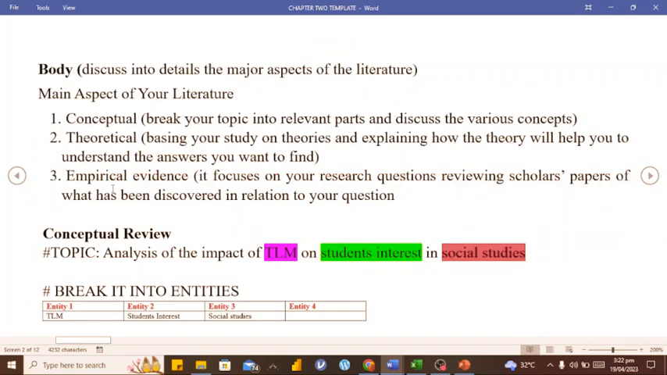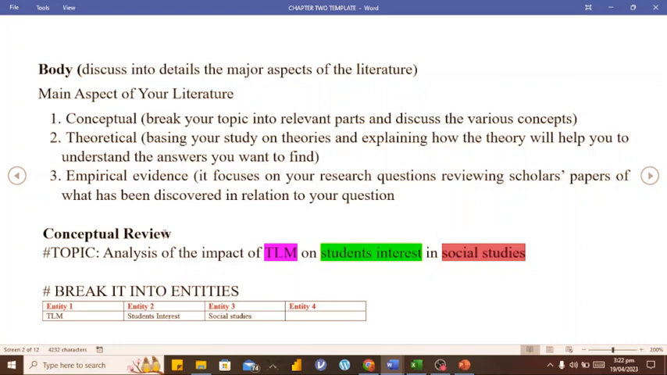Then from the introduction section, we move to the body. I said the body is also made up of 3 aspects: the conceptual, the theoretical, and the empirical. When we talk about the conceptual, it means that you are conducting a study, and for that study, you have to know the concept behind whatever you are doing. Then you explain the concept, so that whoever reads your study will begin to understand the concept of what you are doing. And we will do a practical exercise here.